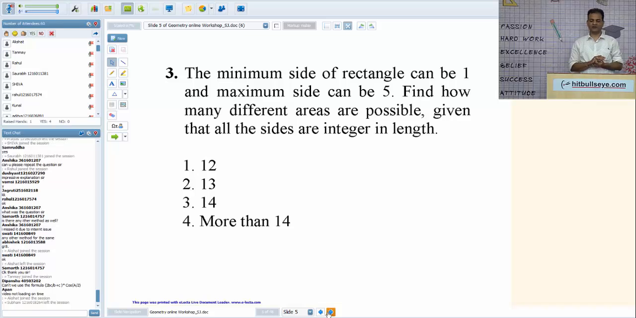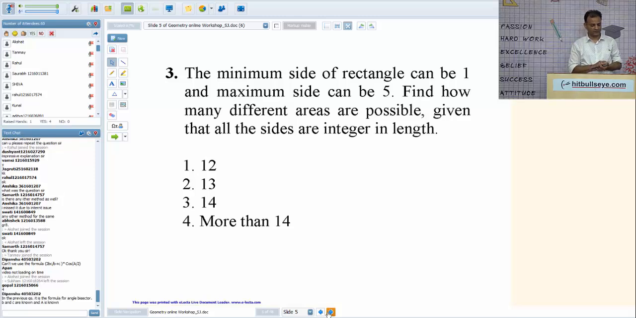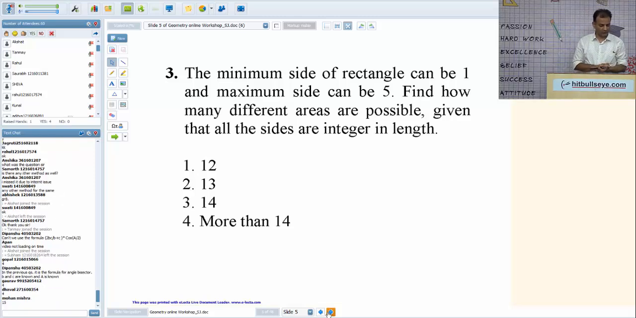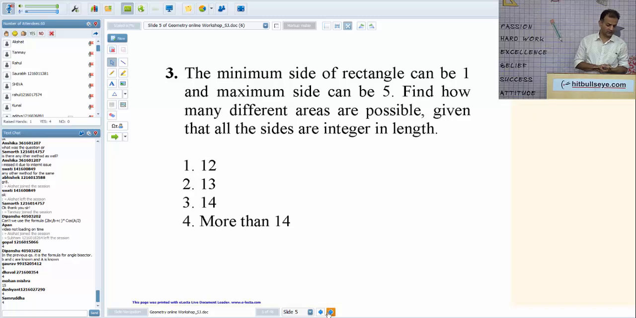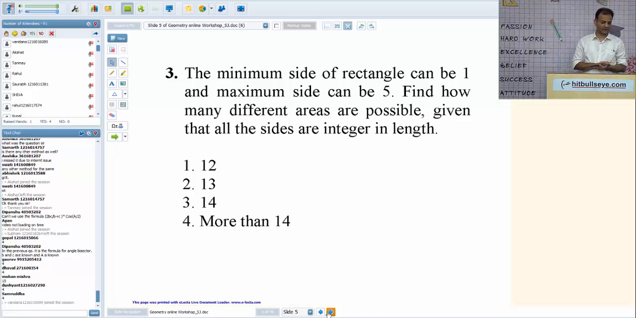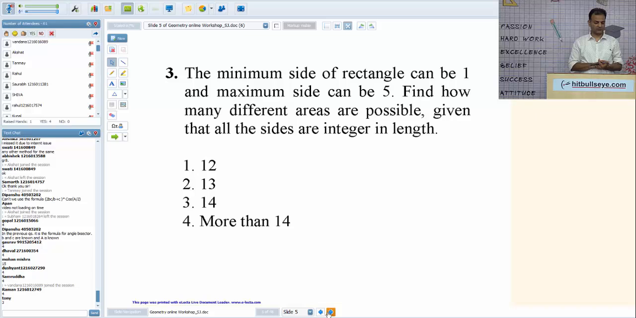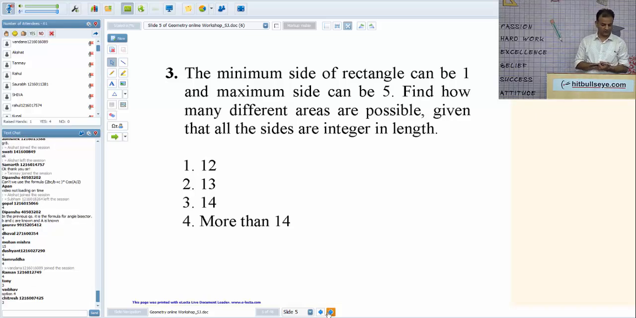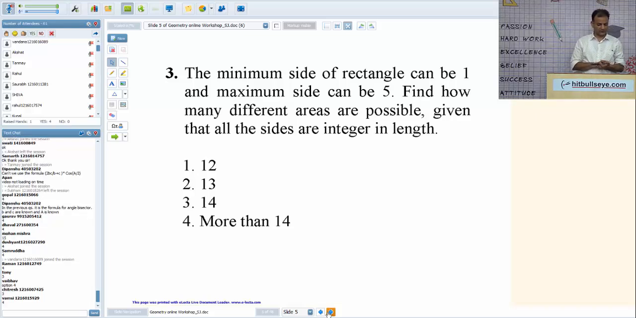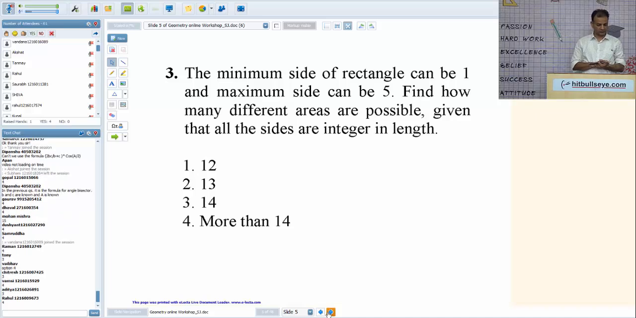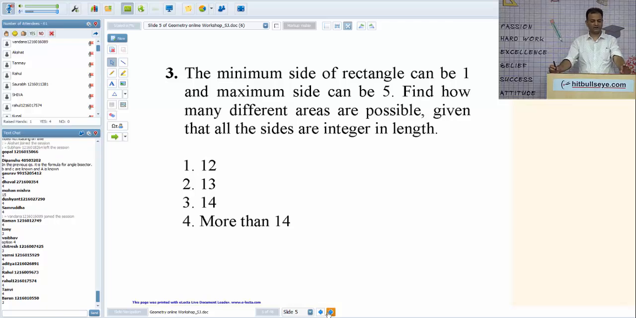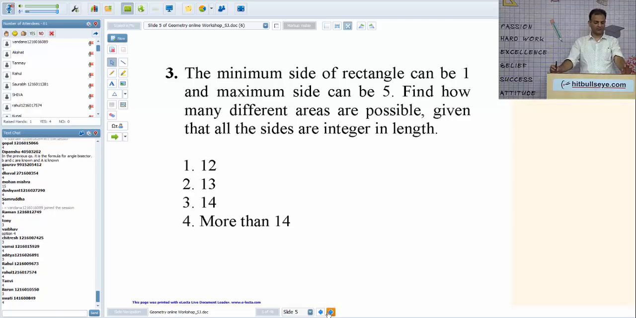Minimum side of rectangle can be 1 and maximum side can be 5. Fourth option, Gopal. Dipanshu, you can go and see this video on YouTube and then you can see the explanation of the previous question. Do this question. Option 4, 15, 4, 3, 4. Kshitij has come with 3.